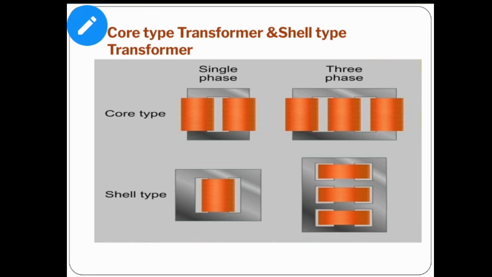To recap one thing: in the core type transformer the core is surrounded by the winding, and in the shell type transformer the winding is surrounded by the core. In this session I completed what a transformer is and what the need for a transformer is, the basic principle of a transformer, and the constructional details of a transformer. We also saw what the core and winding are, and the materials used for manufacturing the core and winding. In the next class I will continue with the ideal transformer characteristics and the working of the transformer.